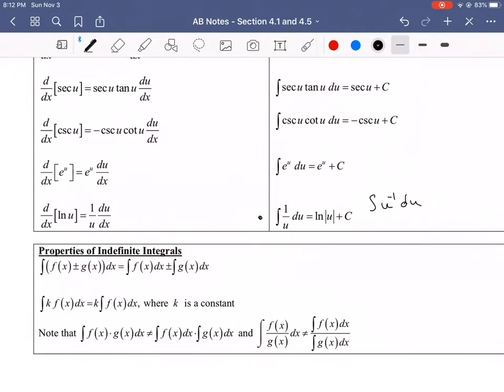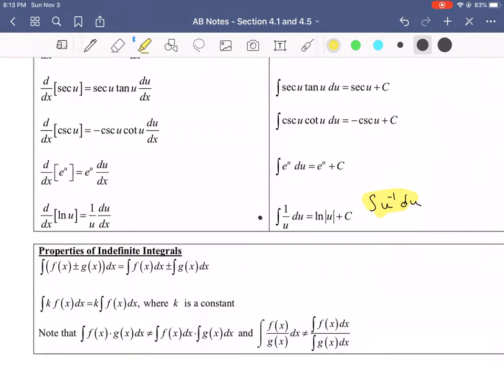And then if you try to use your power rule, it doesn't work. Because if you increase the exponent by 1, it becomes 0, and then dividing by the new exponent becomes impossible. And so whenever you see something that's in the denominator to the first power, you need to think of the natural log rule.